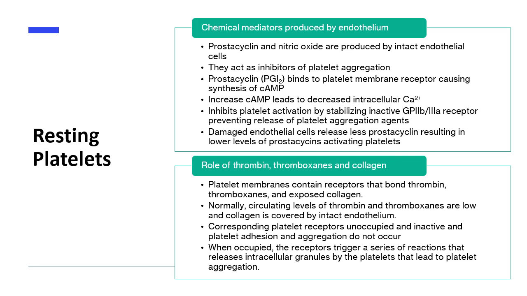Now, let's discuss the role of thrombin, thromboxanes, and collagen. Platelet membranes contain receptors that bind to thrombin, thromboxane, and exposed collagen. Normally, circulating levels of thrombin and thromboxanes are low and collagen is covered by intact endothelium. Corresponding platelet receptors are unoccupied and inactive, and platelet adhesion and aggregation do not occur. When occupied, the receptors trigger a series of reactions that release intracellular granules by the platelet that lead to platelet aggregation.